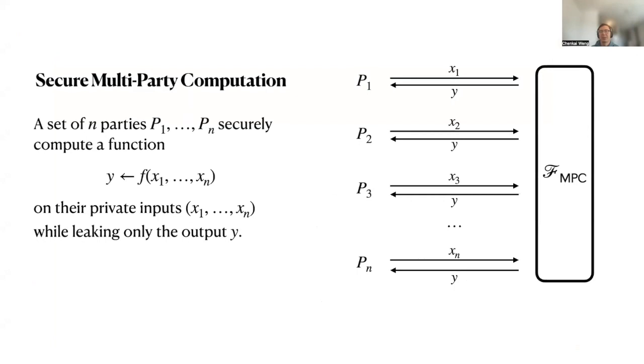Secure multi-party computation, or MPC, is a cryptographic protocol. It allows a set of n parties P1 to Pn to securely compute a function f, which takes inputs x1 to xn from these n parties and outputs y. The security requires that no information is revealed during this computation except for the output of the circuit.